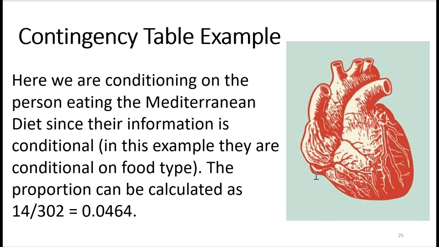In situations where we distinguish between explanatory and response variable, it is natural to form a conditional proportion based on the explanatory variable for categories in the response. In this scenario, diet is explanatory.